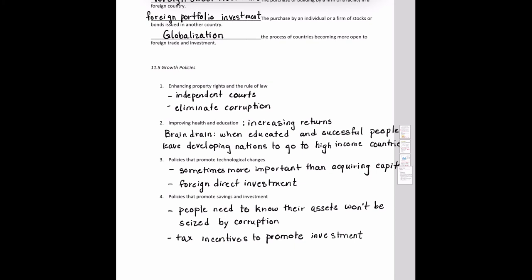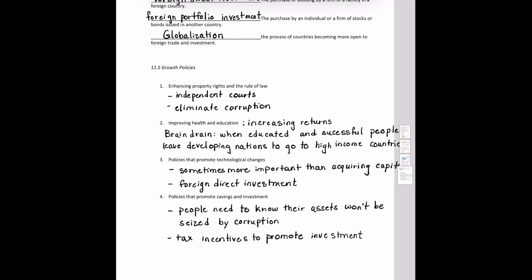Health and education. We can talk a little bit about brain drain here. If you improve health and education, you decrease the risk of brain drain. That's when highly successful and educated people leave their developing countries to go to high income countries and then don't return. So they essentially take human capital knowledge out of their home countries to developed high-income countries.